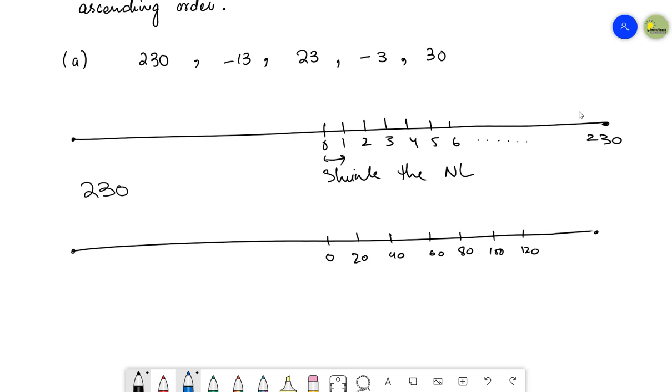Why? Because I know that 230 is a very big number. It cannot be placed in this way. Like if I make a line of 1, 2, 3, 4, 5, 6, 7, 8, 9, it will be a very big number line. I need to draw a very big number line. Even my page is going to be filled. So this is not the right way to do these kinds of questions. You need to shrink your number line, or you need to make a difference of an even bigger value.